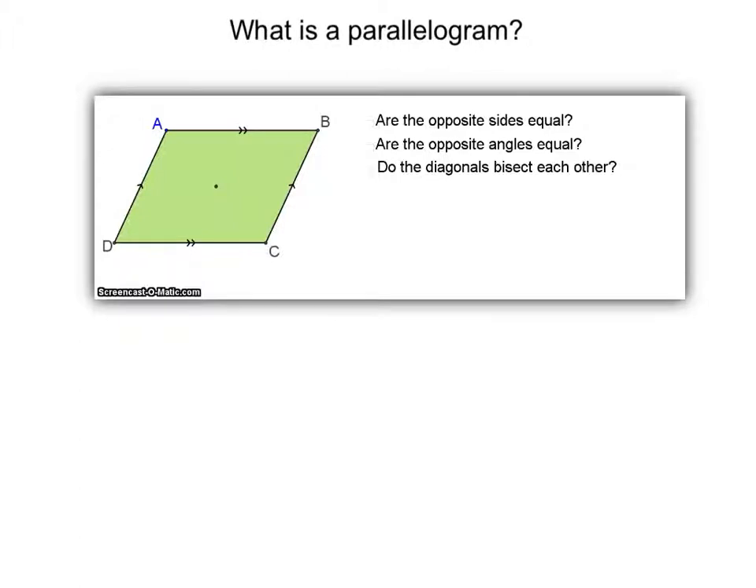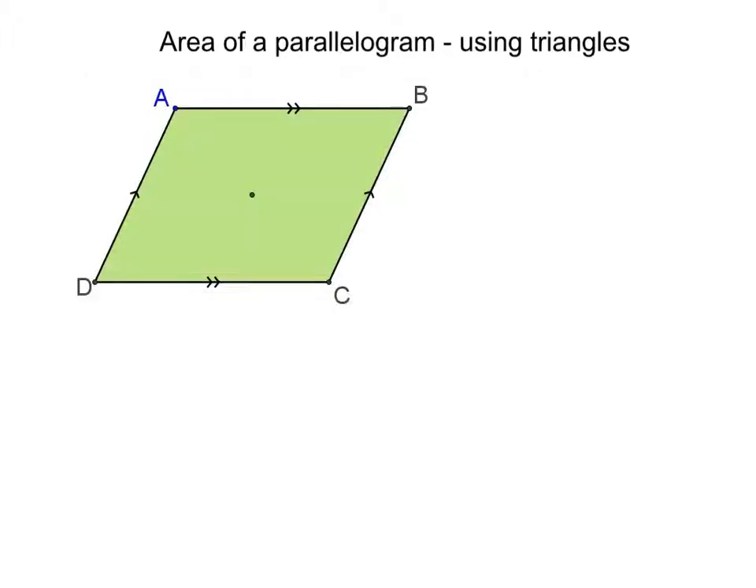So let's move on to finding the area of a parallelogram. There are several ways of doing this. I'm going to go through a few. The first method of finding the area of a parallelogram is to divide it into two triangles. So I'm going to draw the line in here, DB. You can see it's divided the parallelogram into two equal triangles. So we need to find the area of the triangles and multiply it by 2 because there's two of them.